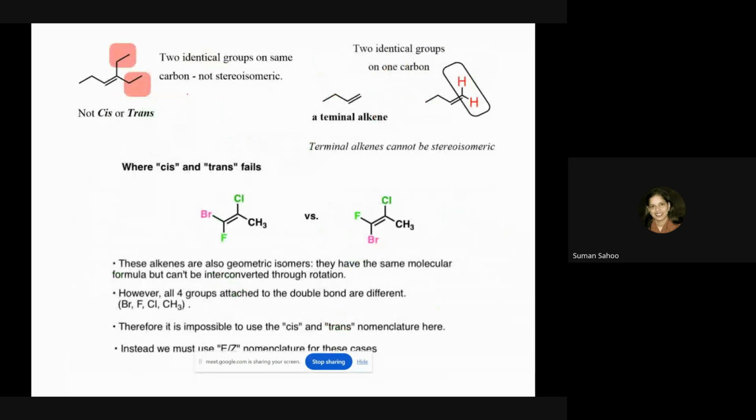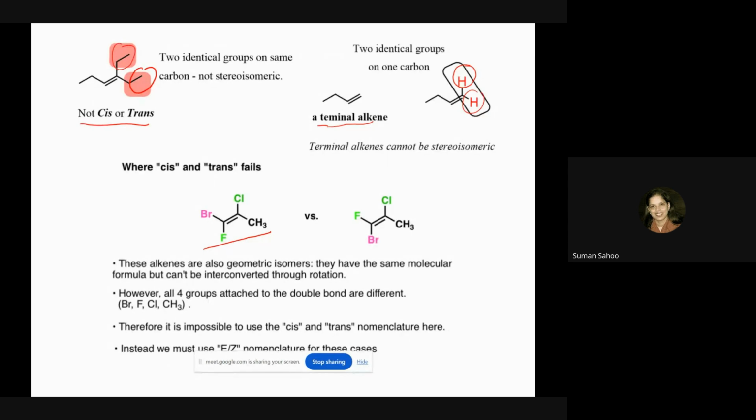Now let us see where cis and trans alkene fails. In case of a terminal alkene, you do not have stereoisomers because both the substituents are similar. Here also the identical groups are similar. You have two identical groups, so this is also not cis and trans. So we cannot say cis and trans always. Just see this example. In this case, we do not have hydrogens or similar kinds of groups. So here it is difficult to name them as cis or trans.